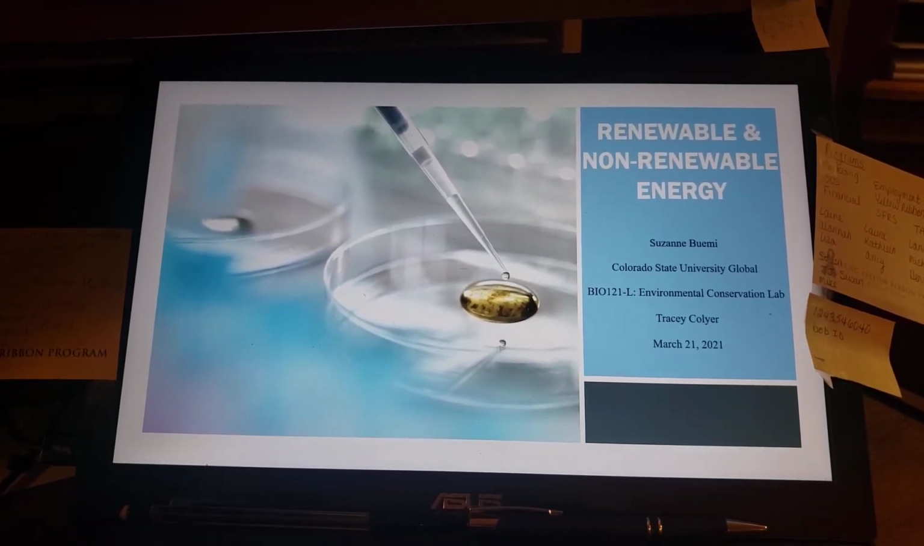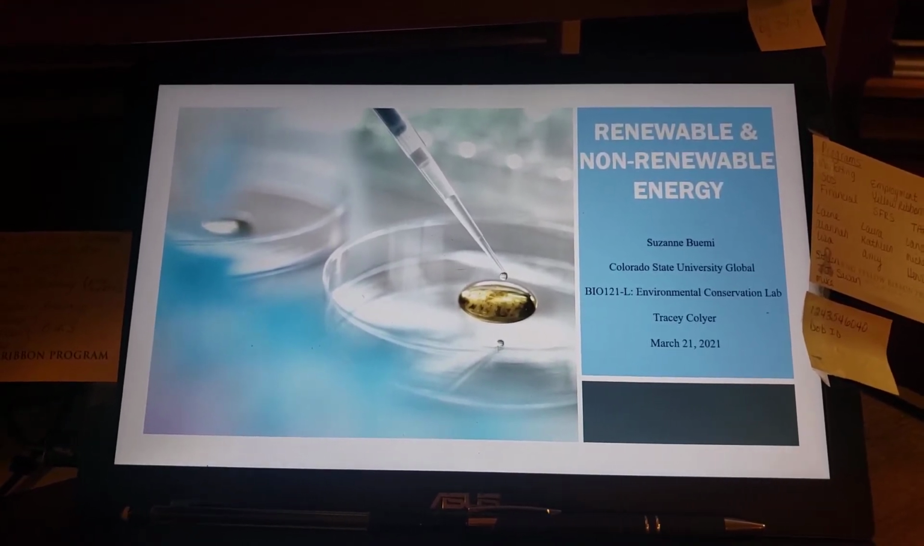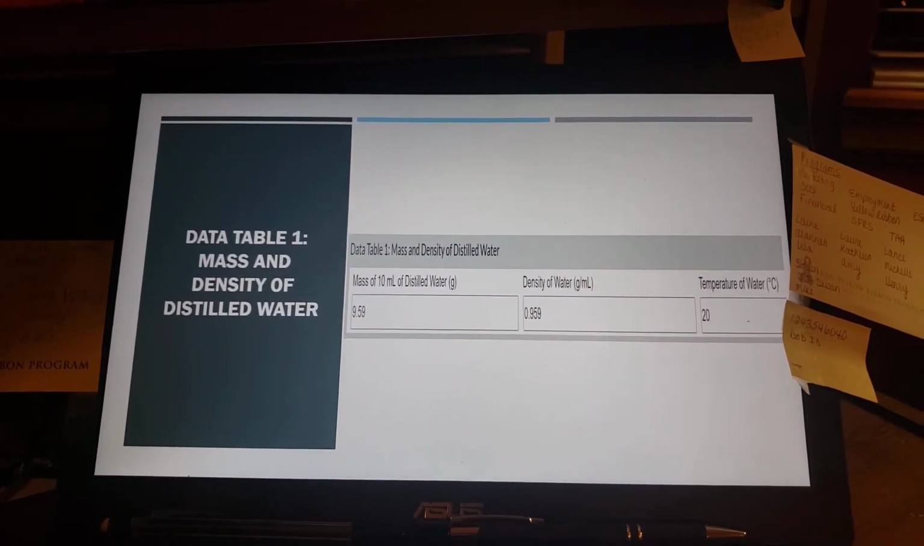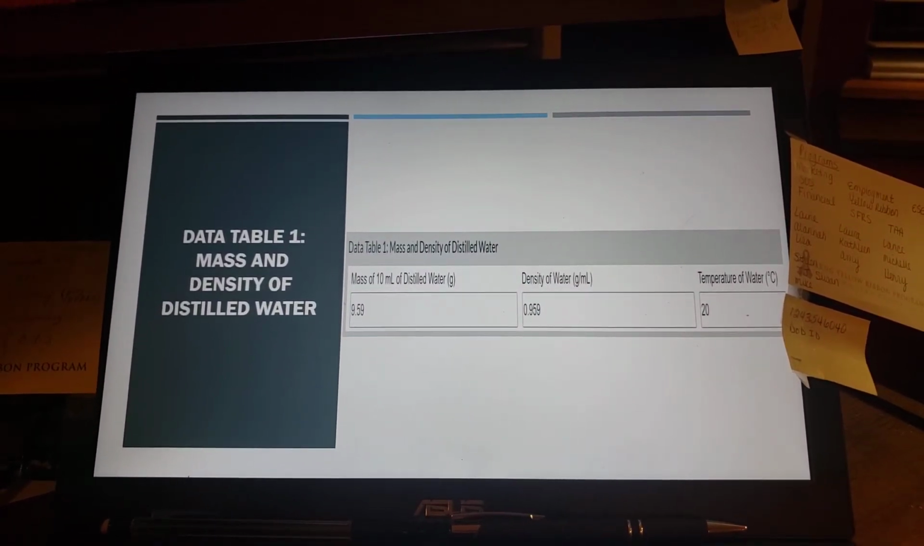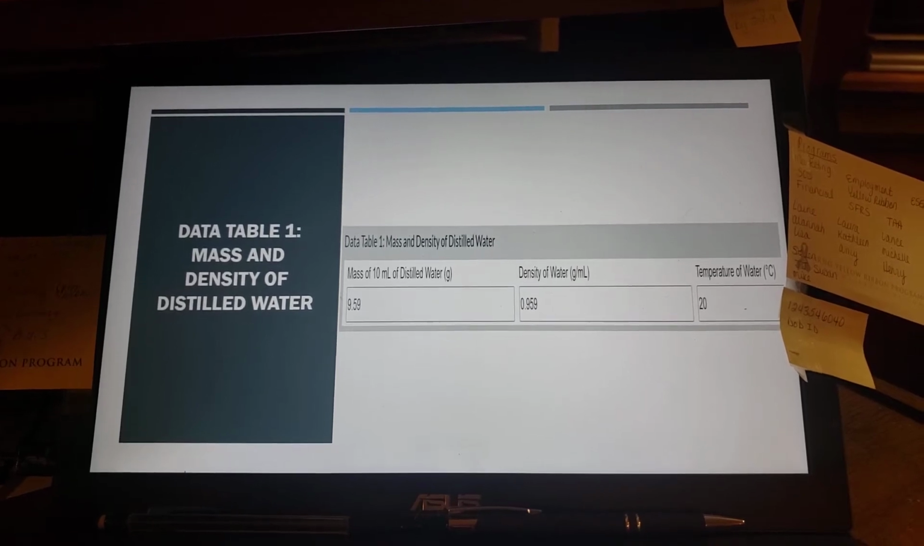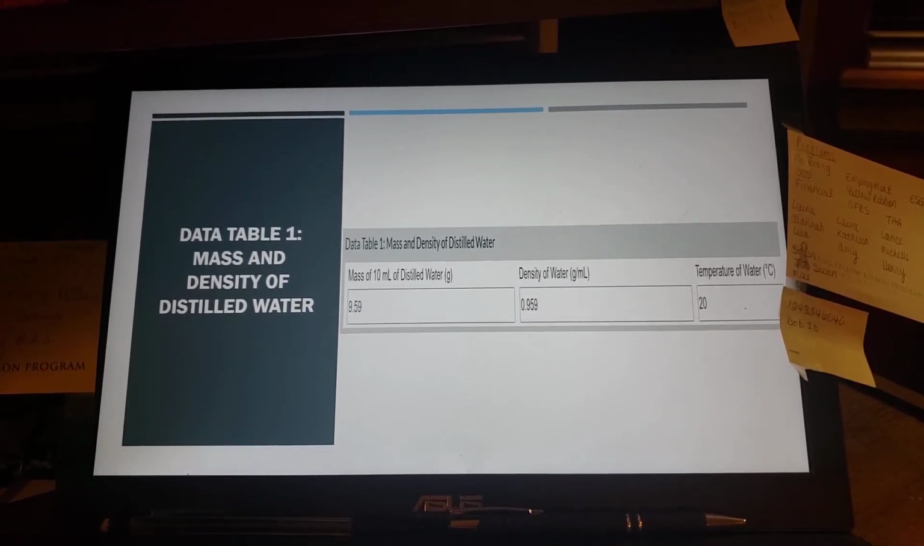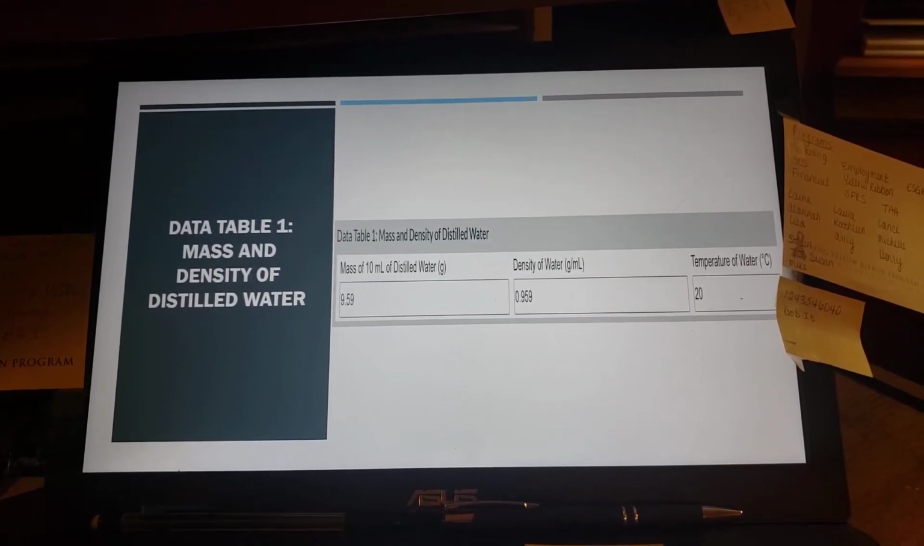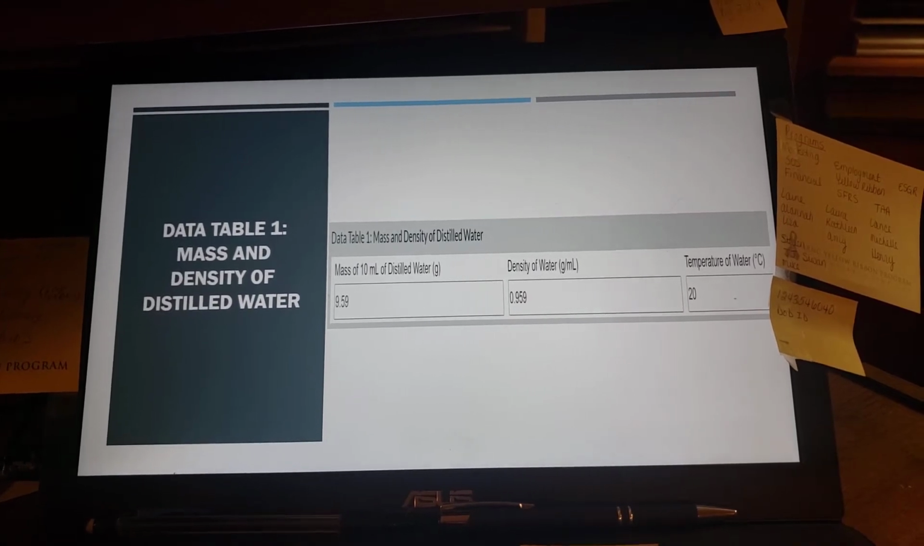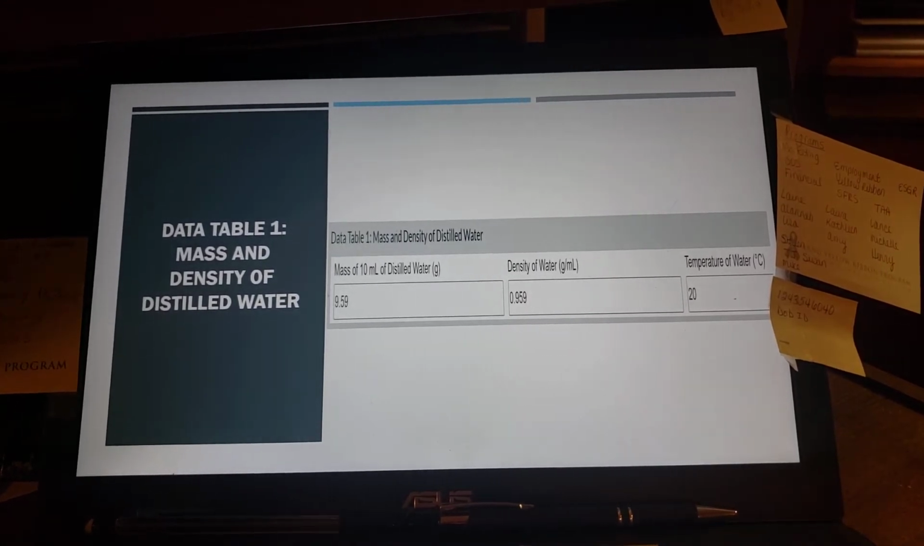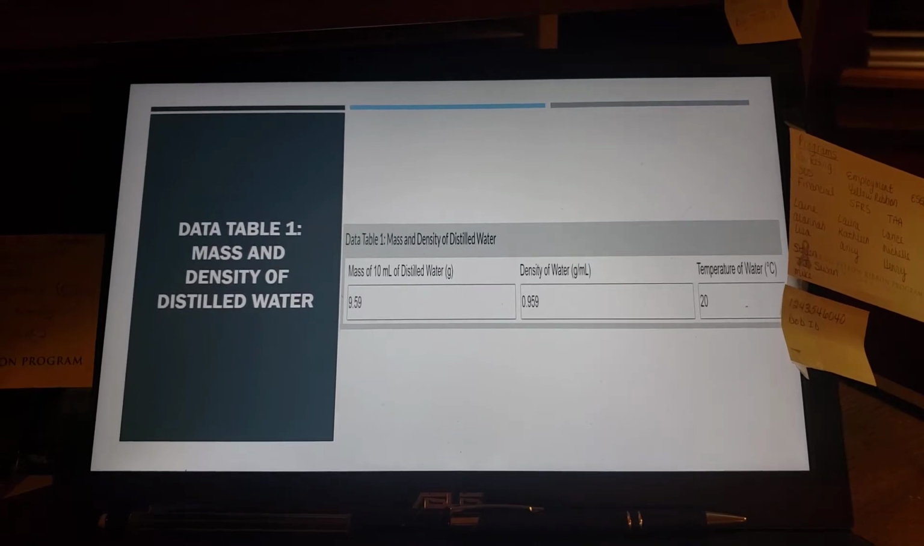So this week we're looking at renewable and non-renewable energy. My data table 1 was mass and density of distilled water. I had a mass of 9.59 for distilled water. The density was 0.959 and my starting temperature was 20 degrees Celsius.